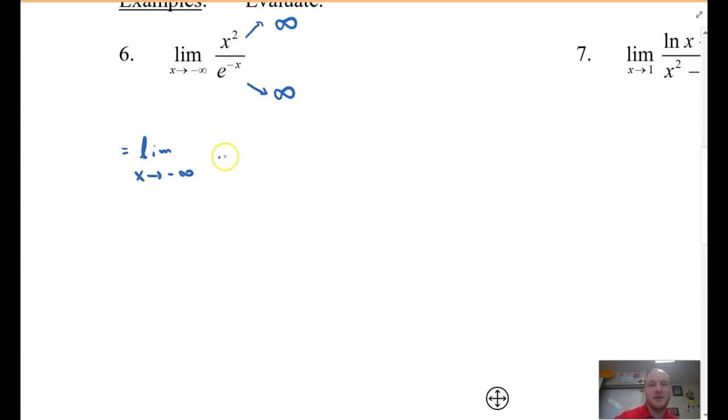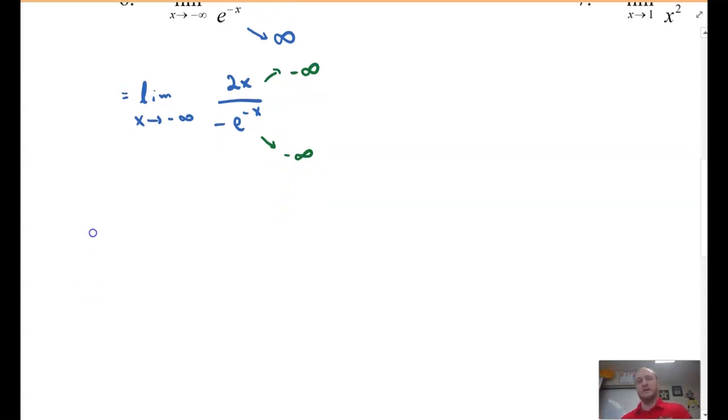Okay, so derivative of the top, 2x. Now derivative of the bottom, derivative of e to the x is e to the x, but then we have a chain rule. Okay, there we go. All right, now I'll switch colors. I'll go to green. If I plug in negative infinity, again, now it's negative infinity. And if I plug in negative infinity down here, we get negative e to positive infinity, which again is negative infinity. Hey, indeterminate.